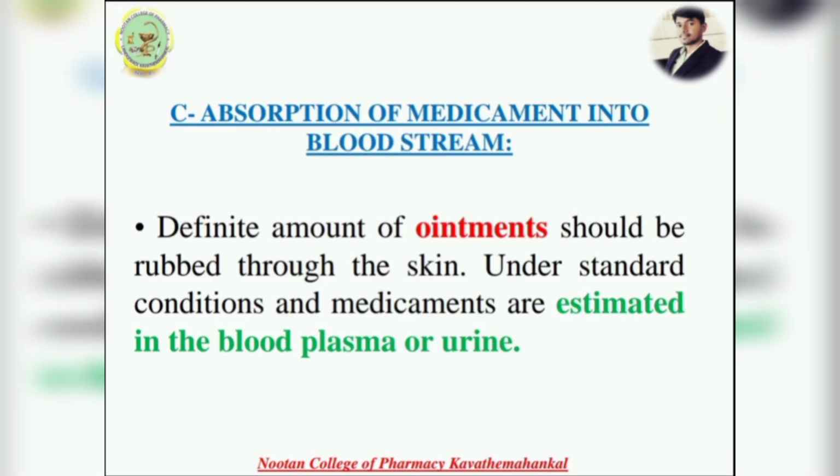The last one is the absorption of the medicament into the bloodstream, in which a definite amount of the ointment is rubbed on the skin under standard conditions, and the medicaments are estimated in the blood plasma and urine. We apply the ointment on a specific area of the skin, then collect and test the blood plasma and the urine to see how much of the drug is released into the urine and the blood plasma.